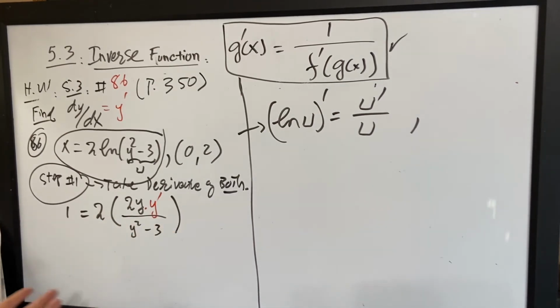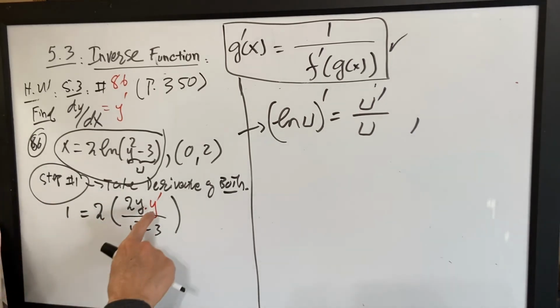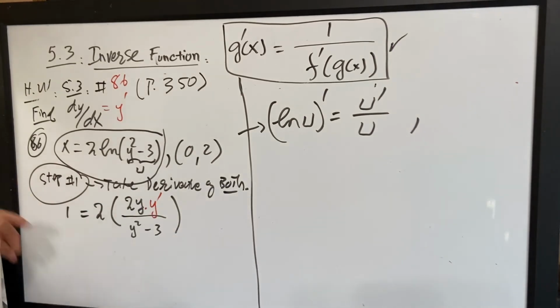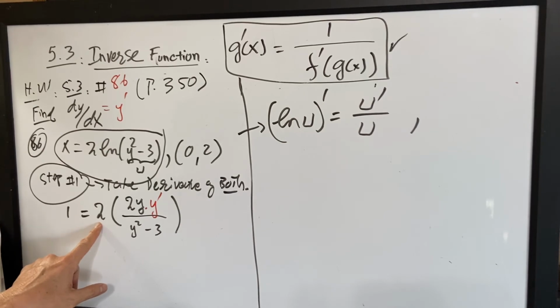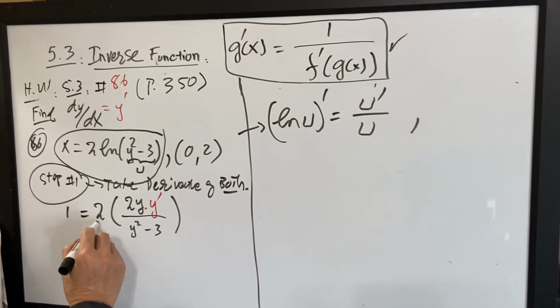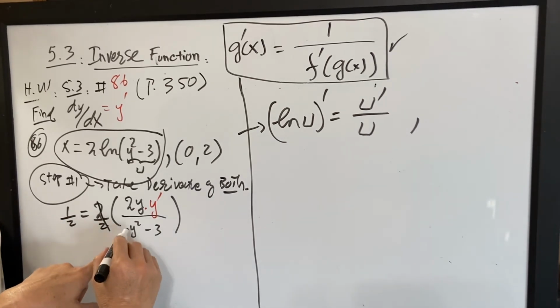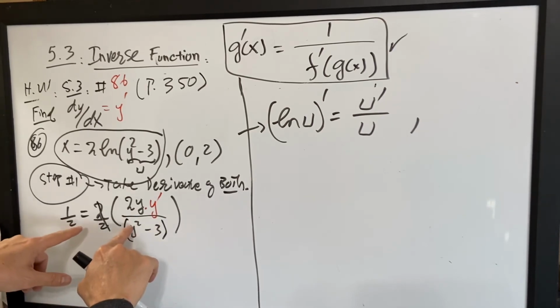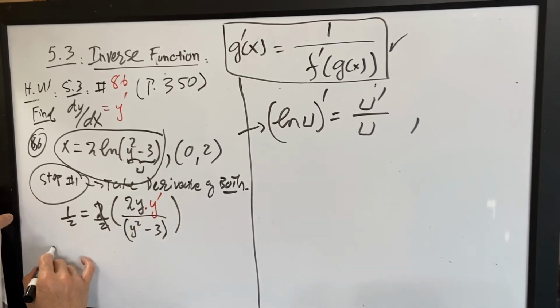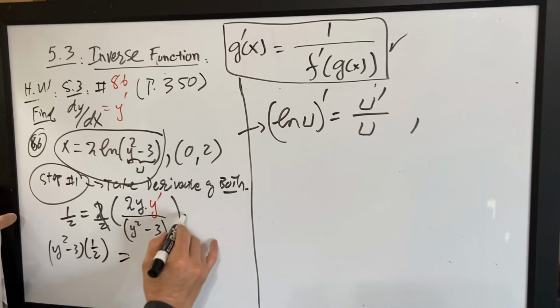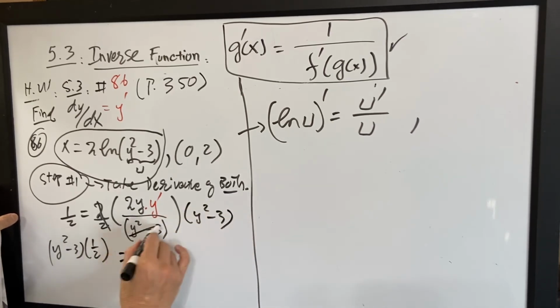Back to business. What are we looking for? We're looking for y prime. What I do right now is simply single y prime out by bringing everything to the other side. First, divide both sides by 2. That's gone. Then, can I just multiply both sides by y squared minus 3? Yes. Y squared minus 3 on both sides, and that's gone too.